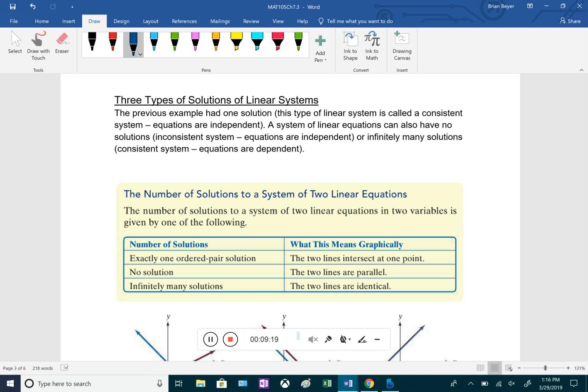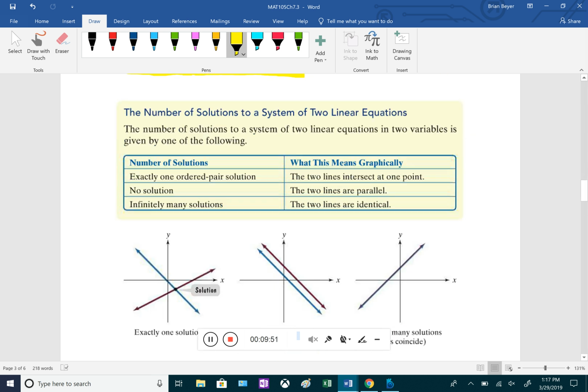The other 2 options are that a linear equation can also have no solutions. So if it has no solutions, we call those inconsistent systems. Or it can have infinitely many solutions, and we call those consistent systems. And if they have infinitely many solutions, we say that these equations are dependent. Okay, so let's see what that actually means graphically.